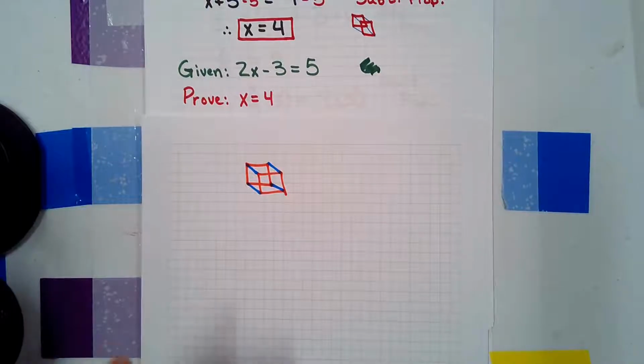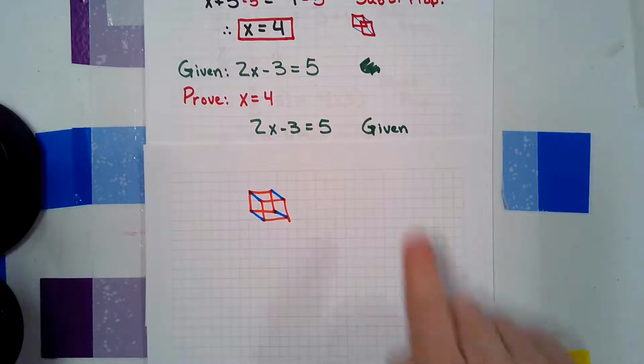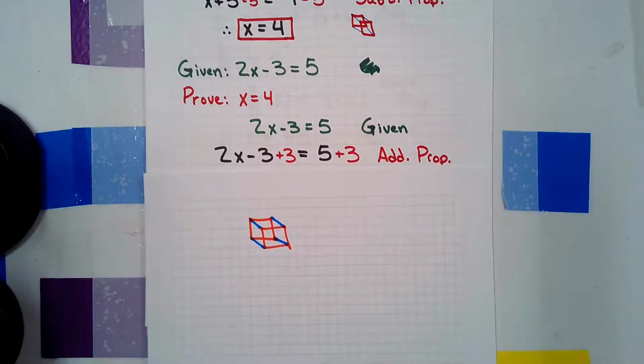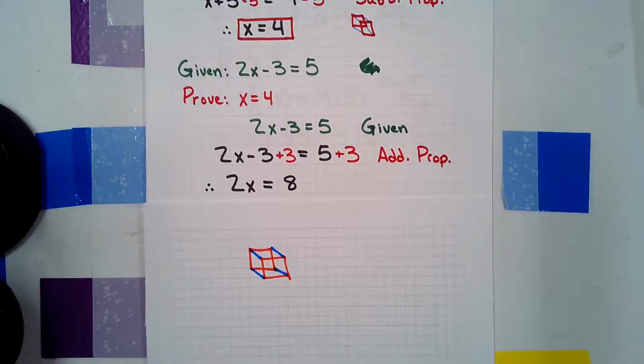So the way we prove, again, is not to plug in x equals 4 into the equation, which would work, but again, we're trying to practice for when that's not as obvious. We need to make that look like this. So the way we do it is we write down what we're given, and we say that it's given, okay? And then we go to here, and we use the addition property of equality by adding 3 to both sides. We get 8 on the right side, and over here we get 2x.